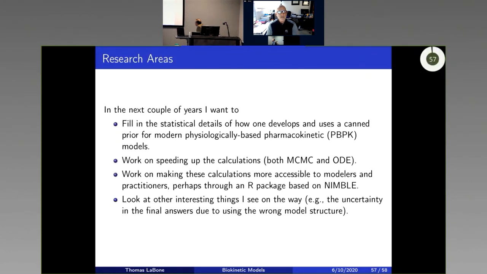So this all led to the question: what are you going to do for your research? I probably have a couple of years before I run out of gas here, so what I wanted to do is fill in the many statistical details in that canned prior that I need to work on and develop, so you can come up with this in a form that's usable for these complex PBPK models we've been discussing.